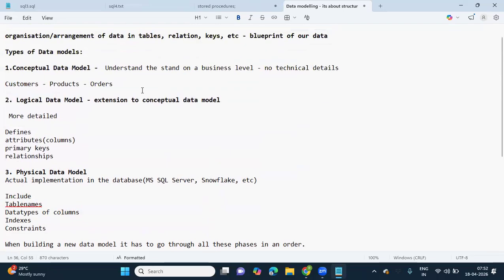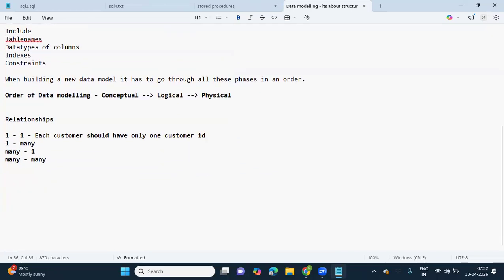Or if you take this table, each order should be placed only by one customer. Each order, when I say order, an order ID will be generated. That order ID belongs to only one customer. There is no possibility that the same order ID belongs to different customers. That is not possible, right? One order ID belongs to only one person. So this is the interpretation of one-to-one relationships.